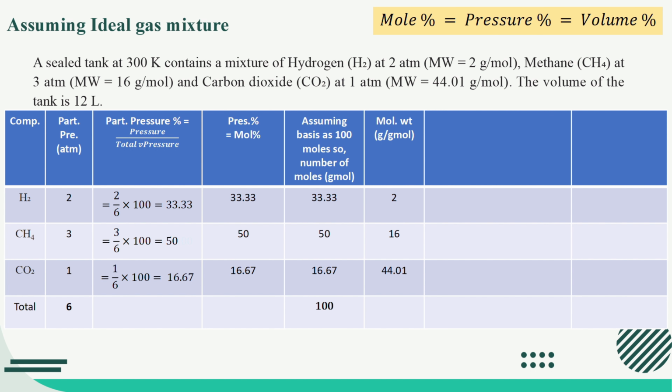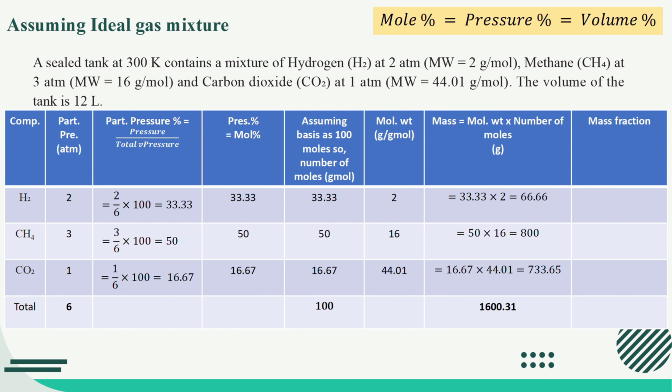The molecular weight of hydrogen is 2. Methane and carbon dioxide are filled in here; the data is given in the question paper itself. The relation of molecular weight, mass, and number of moles can be rearranged to find the mass of the substance. So mass is equal to molecular weight multiplied by number of moles. For hydrogen, the number of moles is 33.33, so multiplying with 2, the molecular weight, we get 66.66. Similarly, I can calculate the mass for each component and sum all the components. You can refer to the previous video for why we are summing up all these values. Now I found the total mass. The total mass is 1600.31.